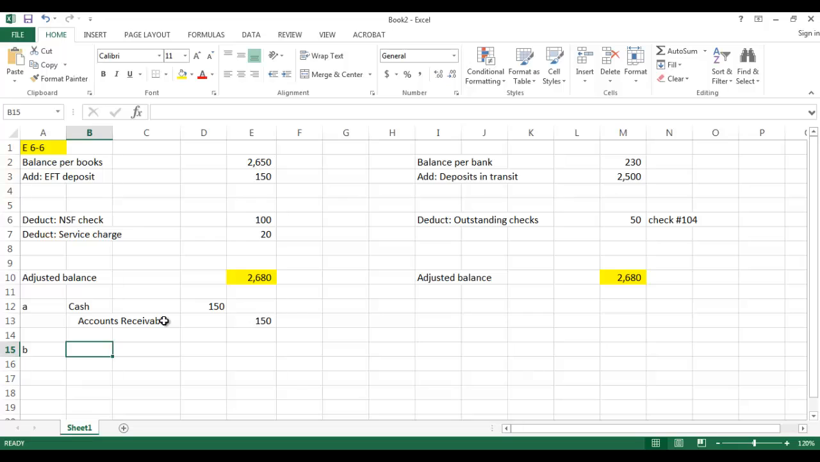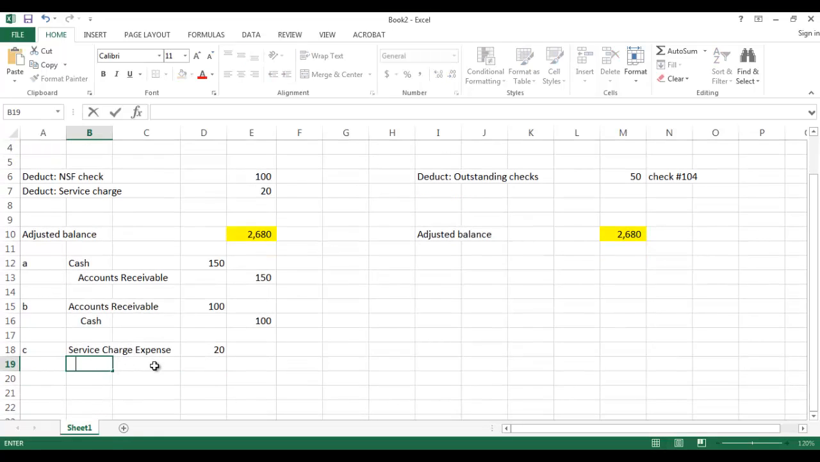The NSF check is a payment received from a customer that is invalid, right? It's a bounced check. So we need to decrease our cash account by $100, and we hope to still collect that. So we'll actually increase our accounts receivable for $100, and we'll give that customer a call and see if we can collect $100 from them. Finally, we have that service charge. We can call that just service charge expense, maybe operating expense, either one is fine. That was $20, and we need a credit to cash for that same $20.